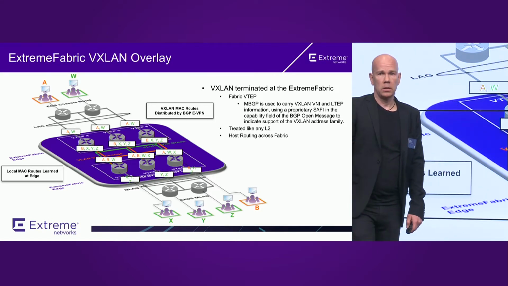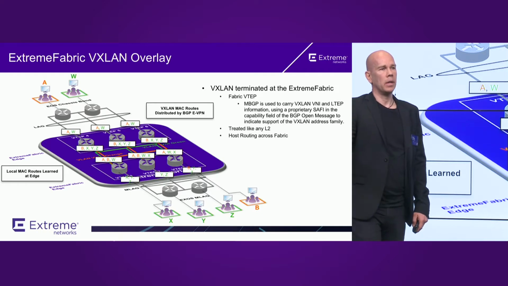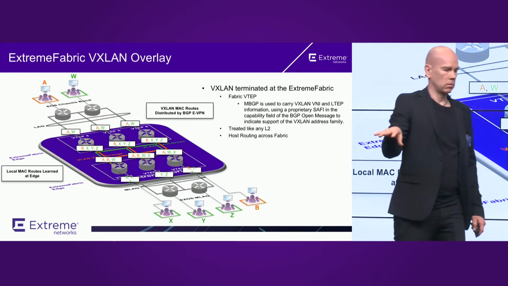Otherwise, VXLAN is treated as a layer 2 connection, right? It's just an overlay using my fabric, my layer 3 fabric underneath, to transport a layer 2 VLAN.